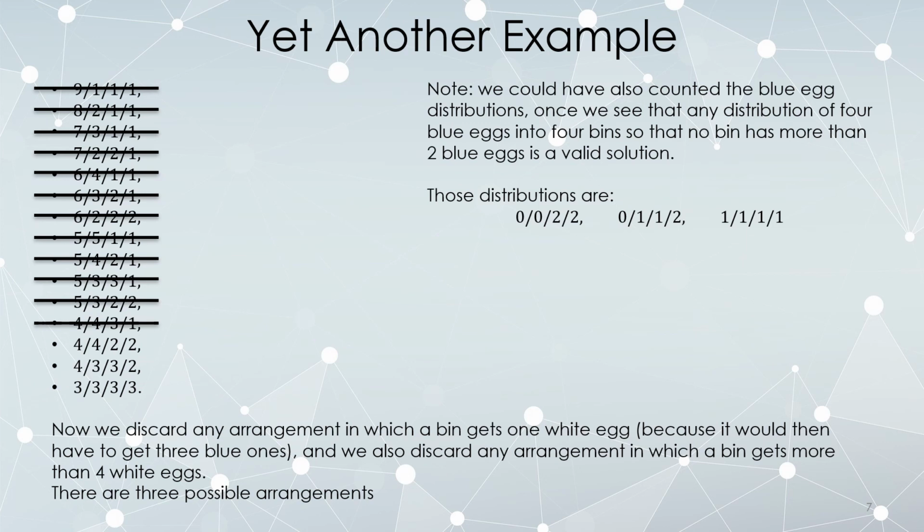And this is just an exact mirror of the ones we found on the other side. 0, 0, 2, 2 for the blue eggs versus 4, 4, 2, 2 for the white ones. 0, 1, 1, 2 for blue versus 4, 3, 3, 2 for white. And 1 blue in each versus 3 white in each.